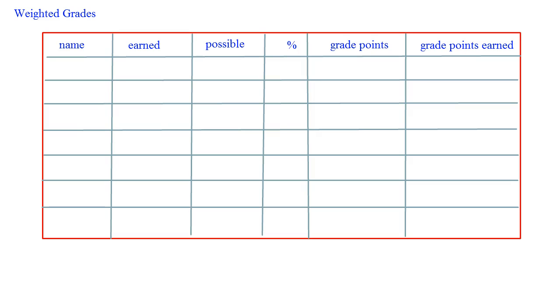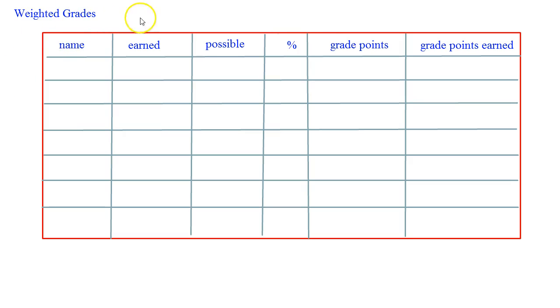So what I've set up here is a weighted grades table, and this just explains the math behind what's going on. So you can actually use this and your own math skills to figure out what grade you need to get on that final ticket or that final test to get an A or B, whatever you're aiming for.